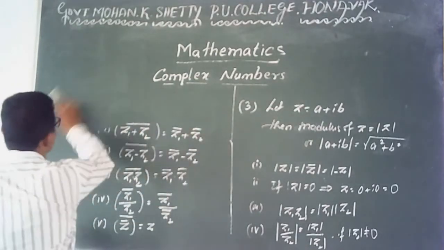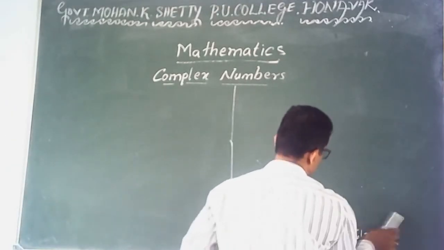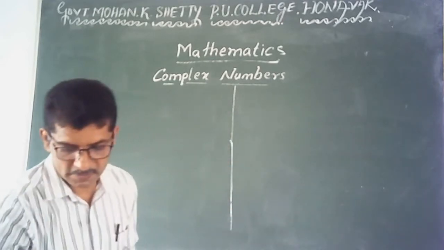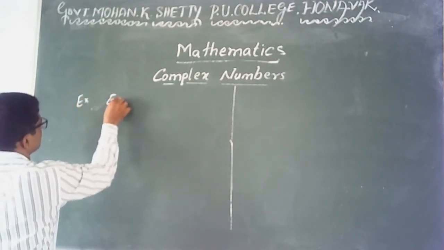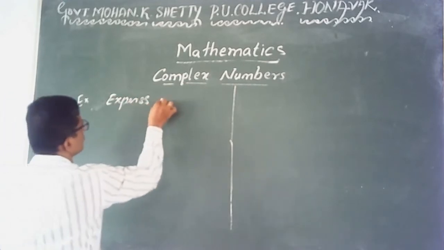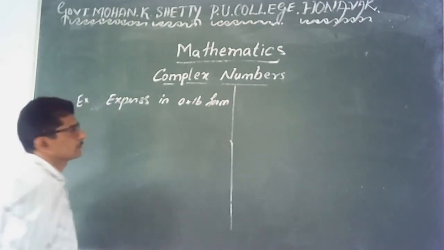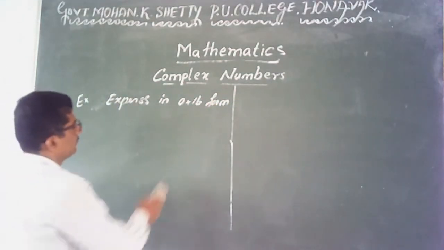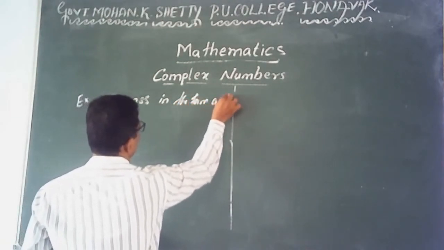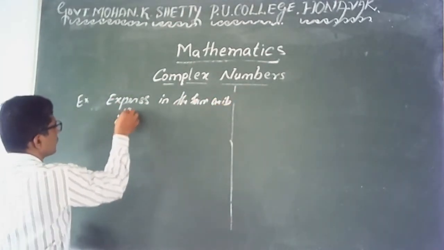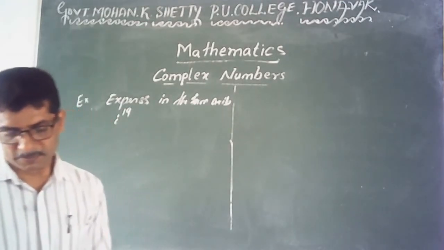We are solving some examples with the properties of i, already explained in the first class. Express in the form a plus ib: i to the power 19, or find the real and imaginary parts of i to the power 19.